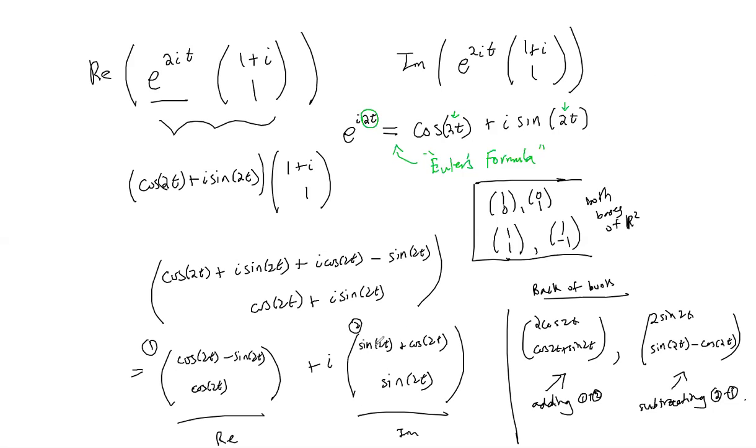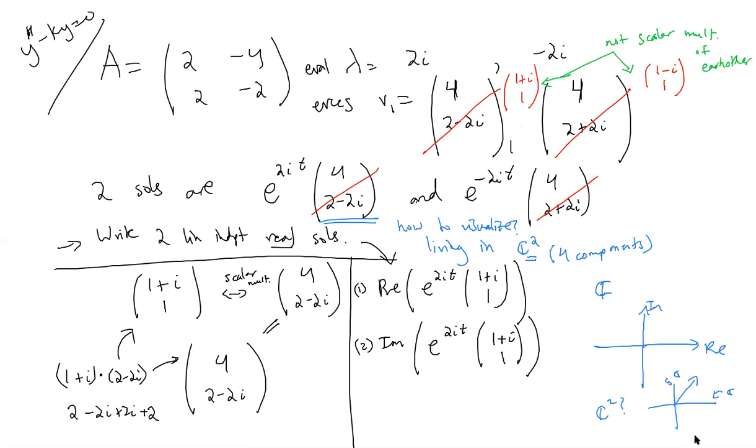Okay, but yeah, that's the general process for finding linearly independent real solutions to systems of differential equations with complex eigenvalues. Should we do another example of something else? I'll start from the beginning.